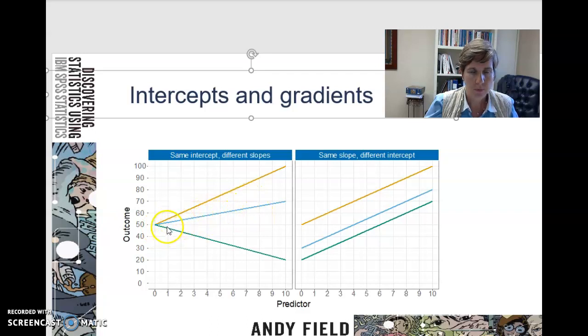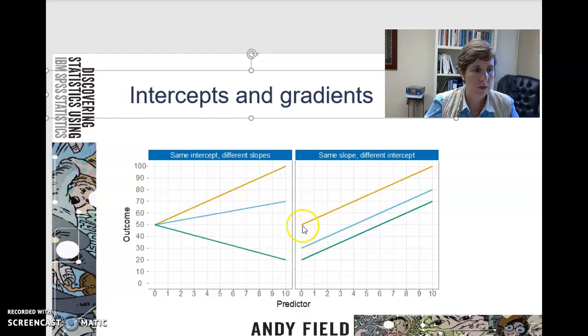So when we talk about it being a different gradient, each predictive variable, the variable that's predicting the outcome, has a different influence on the outcome variable, even though the intercept is the same. Okay, so in this diagram right here, they've got the same slope, but they've got different intercepts.